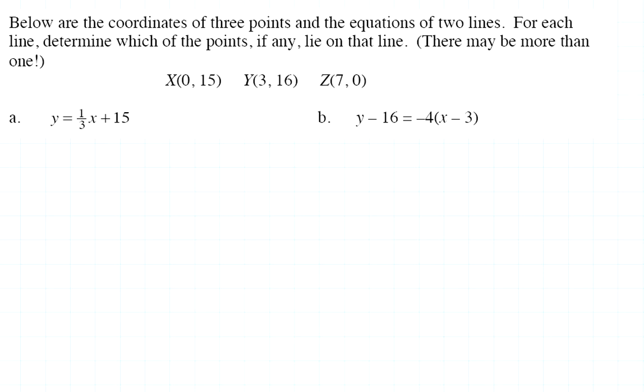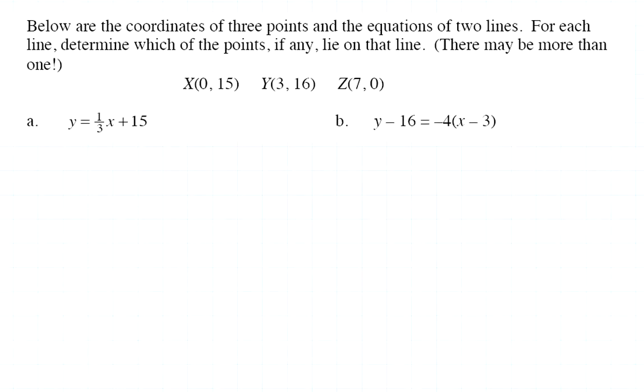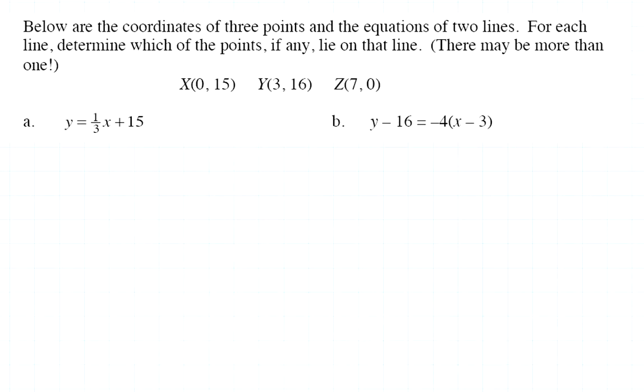So I think this is question number 93. Maybe I'm wrong. No, it's question 83. I'm sorry. And we have here two different equations, one equation A and B. And it says that below are coordinates of 3 points, and the equation is two lines. For each line, determine which of the points, if any, lie in that line. There may be more than one.